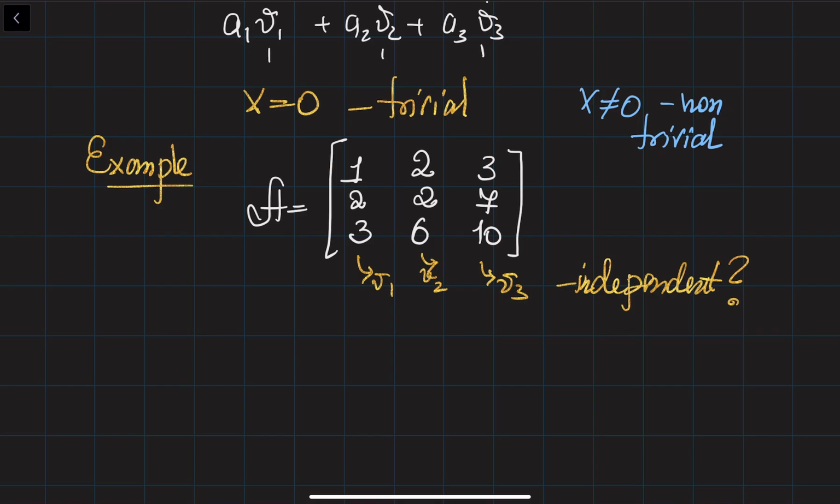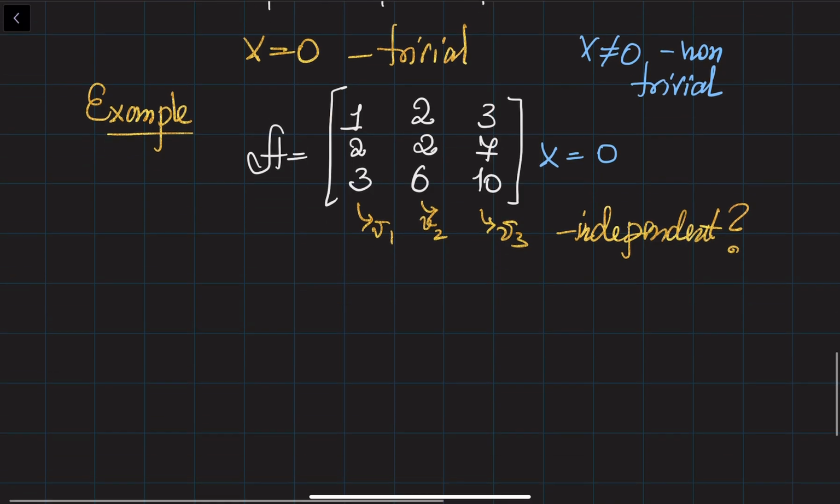Okay, so in order to do this, you need to solve the equation Ax equals 0 and find all the solutions. If it has only the trivial solution, then these three column vectors are going to be independent. So in order to solve the system, we need to bring this matrix into the row echelon form, right?